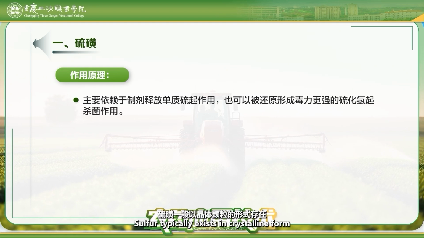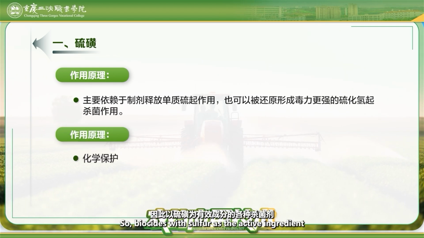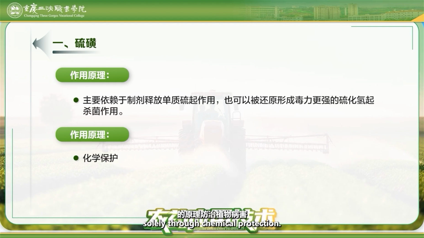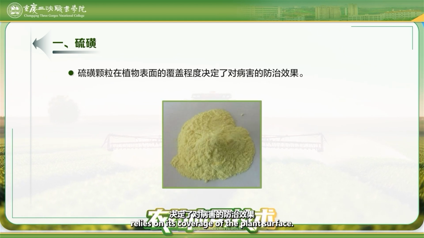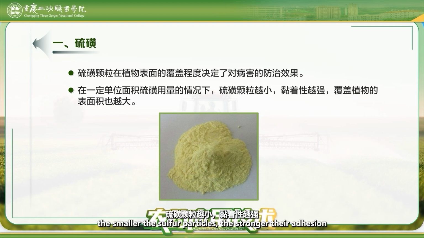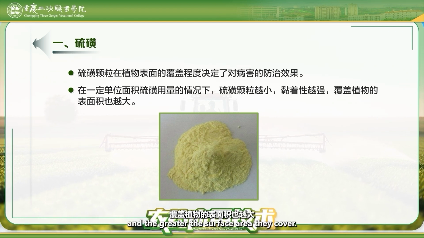Sulfur typically exists in crystalline form and cannot be absorbed by plants, so biocides with sulfur as the active ingredient can work against plant diseases solely through chemical protection. The efficacy of sulfur in disease control relies on its coverage of the plant surface. With a given sulfur amount per unit area, the smaller the sulfur particles, the stronger their adhesion and the greater the surface area they cover.